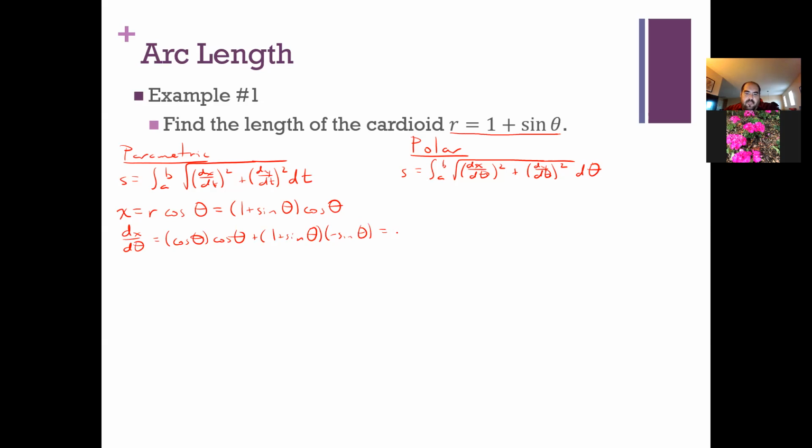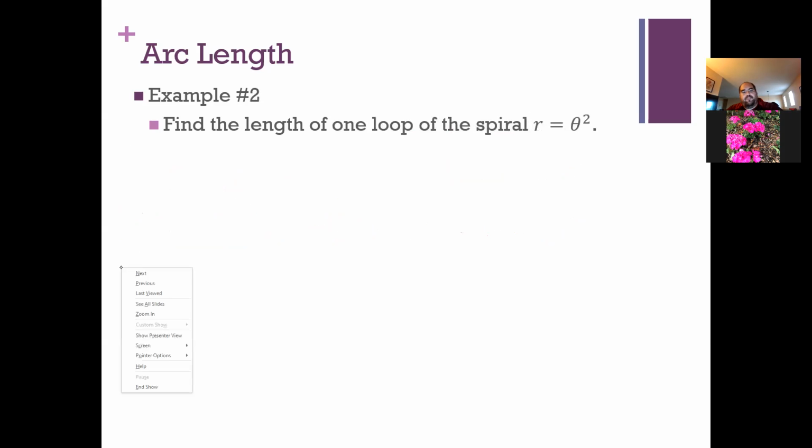That simplifies to cosine squared theta minus sine squared theta minus sine theta. So we're good on dx/dθ. We got one of our pieces. Now we need the other one.